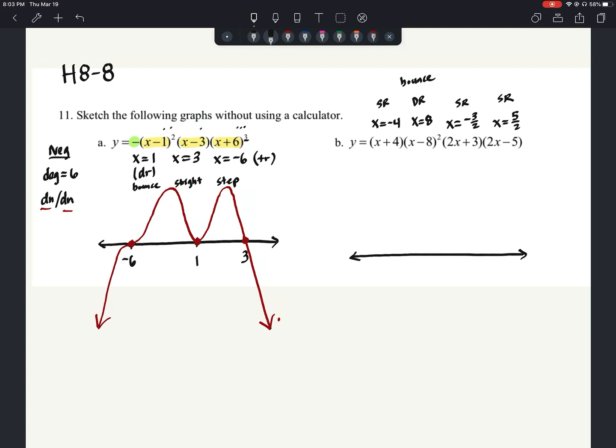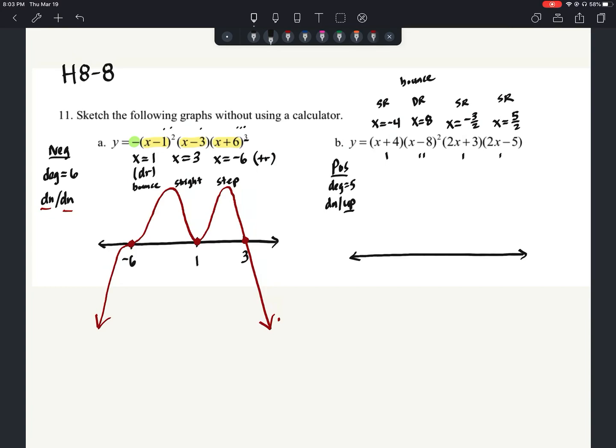So our total degree here, we've got 1, 2, 3, 4, 5. There's no negative out there that's going to cause it to be negative, so we know this one's going to be positive. The degree is 5. That means our end behavior should be down and then up. Remember, if it's positive, it ends up.